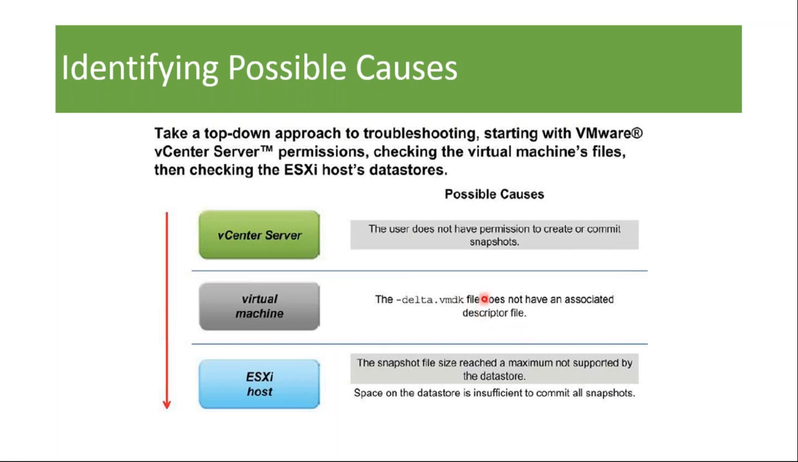You can validate this by right-clicking on your virtual machine, edit settings. Under that, find the hard disk. Under hard disk, find disk file path. There, the delta VMDK file should not be mapped or associated. And if the problem is still not resolved, then go to the ESXi host, then check whether the snapshot file size has reached the maximum not supported by the data store.